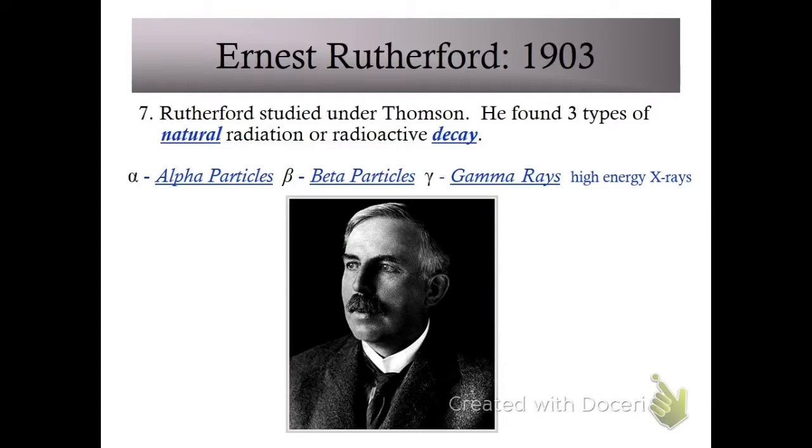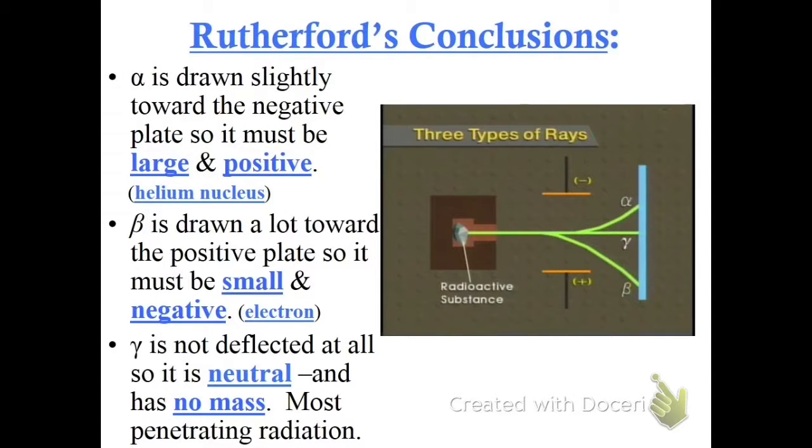This leads us to our discovery of the next subatomic particle, and this was by Ernest Rutherford in 1903. He studied under Thomson and discovered three types of natural radiation or radioactive decay. What he discovered was that alpha particles were drawn slightly toward the negative plate. So the fact that they were drawn toward negative meant they were positive, and the fact that it was slight attraction meant that they must be fairly large.